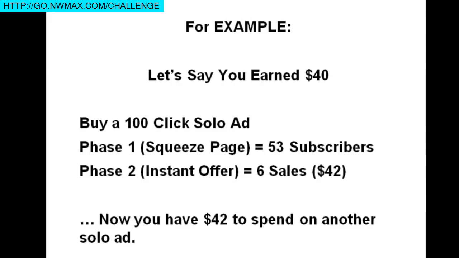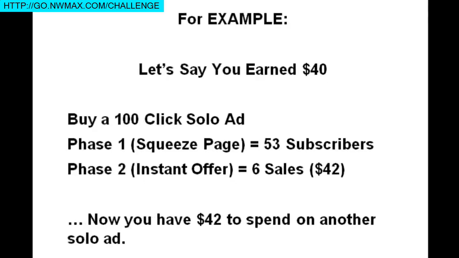So now that you've completed this process of buying these solo ads and having these visitors go through your sales funnel, now you have $42 that you can spend on another solo ad. As you can see, this is a process that you can repeat over and over and over again, because the whole idea is to optimize your sales funnel so that for every bit of money that you pump into your sales funnel, and in this example it's $40, you're going to be able to make at least that amount on the other end. And once you make that amount, then you can continue to keep spending that money and generating subscribers and subscribers and subscribers.